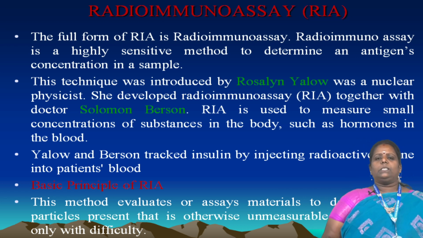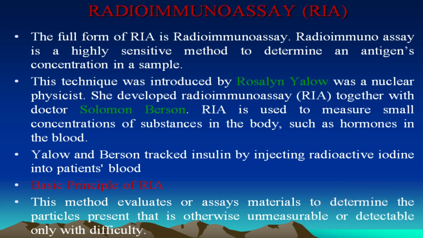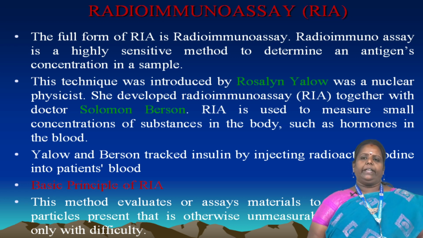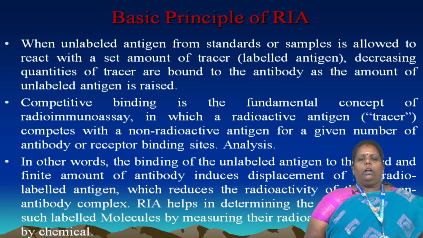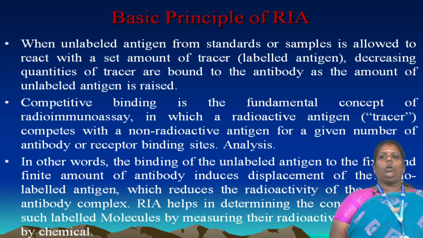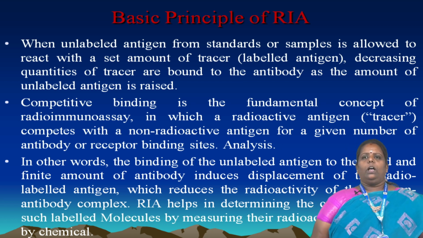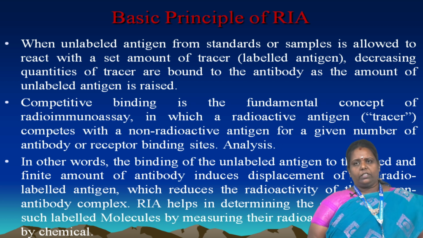What are the basic principles of RIA? This method evaluates an assay or material to determine whether the particle is present, otherwise it is unmeasurable or detectable only with difficulty. So, we have to identify the assay of the hormones. When unlabeled antigen from the standard or samples is allowed to react with a set amount of the antigen, that is a very tracer amount.